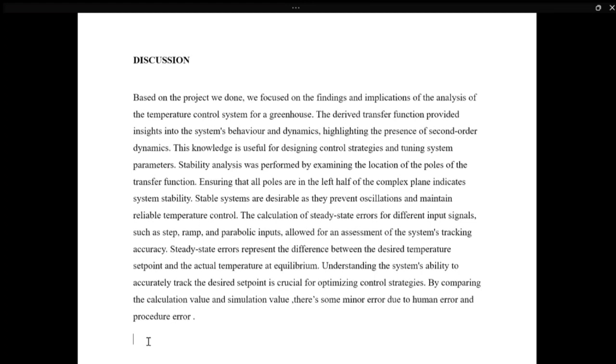The calculation of steady-state errors for different input signals such as step, ramp and parabolic inputs allowed for an assessment of the system tracking accuracy. Steady-state error represents the difference between the desired temperature set point and the actual temperature at equilibrium. Understanding the system ability to accurately track the desired set point is crucial for optimizing the control strategies. By comparing the calculation value and simulation value, there is a minor error due to human error and procedure error.